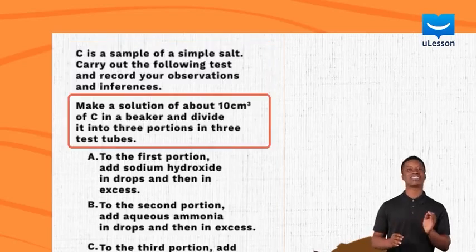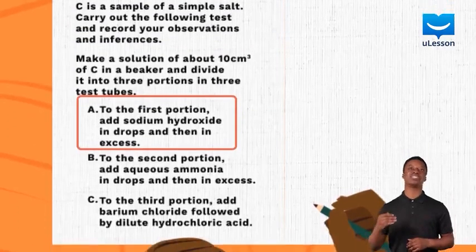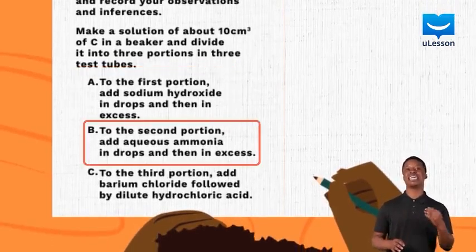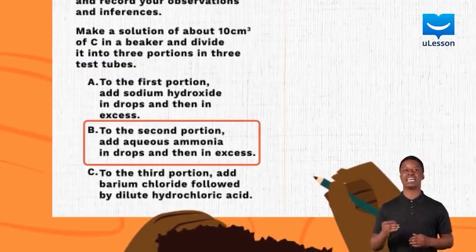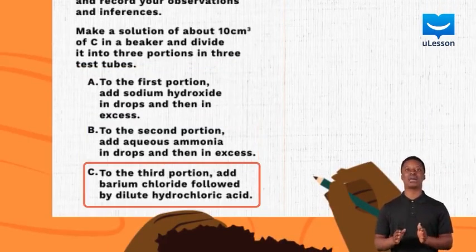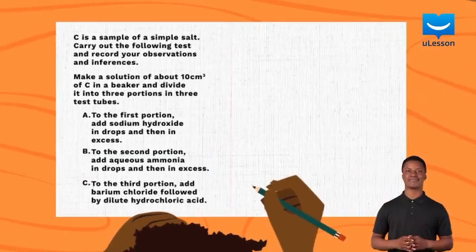Make a solution of about 10 cm cube of C in a beaker and divide it into 3 portions in 3 test tubes. To the first portion, add sodium hydroxide in drops and then in excess. To the second portion, add aqueous ammonia in drops and then in excess. To the third portion, add barium chloride followed by dilute hydrochloric acid. How would you attempt this question?